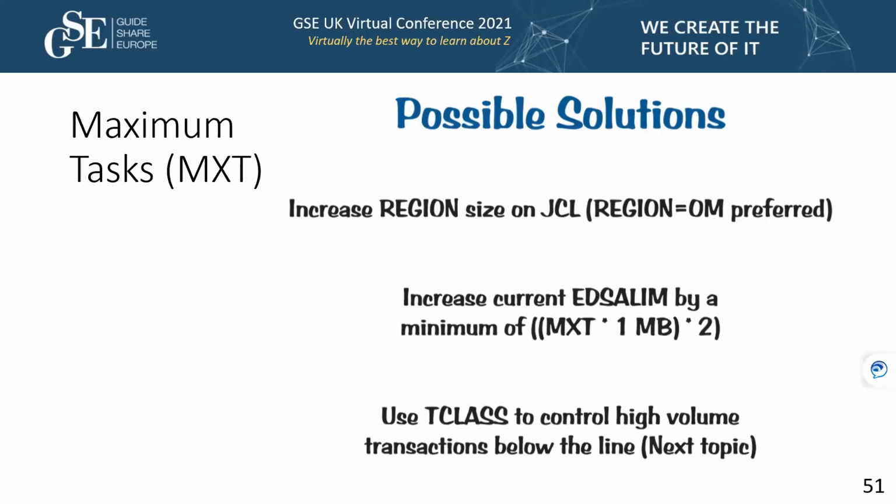Well, it depends. For example, are you running with transaction isolation on or off? If transaction isolation is on, you need 1 meg per user. So if you set your max task to 200, you have to make sure your EDSALIM is at least 100 for the system, another 200 for the transactions that are running. Now, again, we tend to run with 800, which is the default of IBM today, so it's not as big of a deal, but nonetheless, you might need to pay attention to that. You might also have to use a T-class to control high volume transactions.